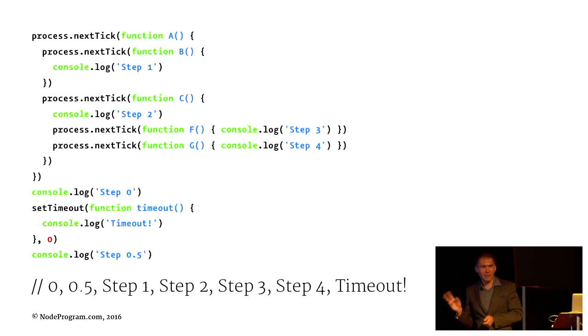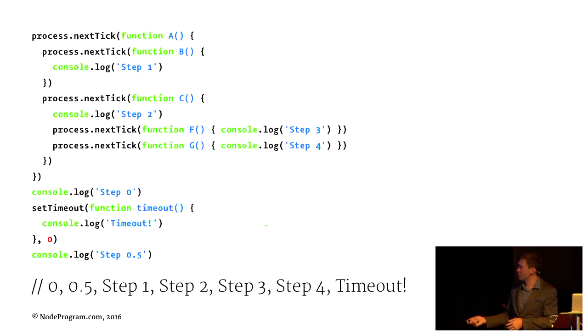There is also the thing called NextTick. It works a little bit differently. Instead of putting it on the next cycle, it's putting it on the same cycle, but at the very last step. So as a result, we will have step 0, step 1.5, which is just a normal execution flow. And then we would have step 1, step 2, which is process.nextTick. And then we would have step 3 and step 4, which is inside of the NextTick. So it's the second level of NextTick. And only then we would see setTimeout.